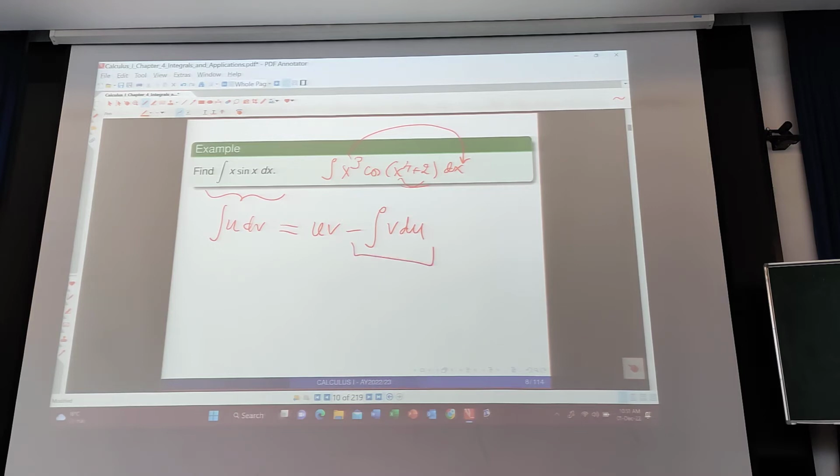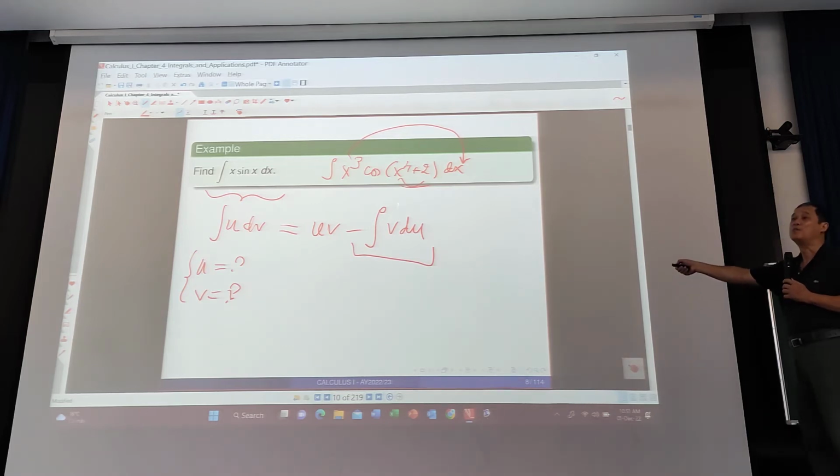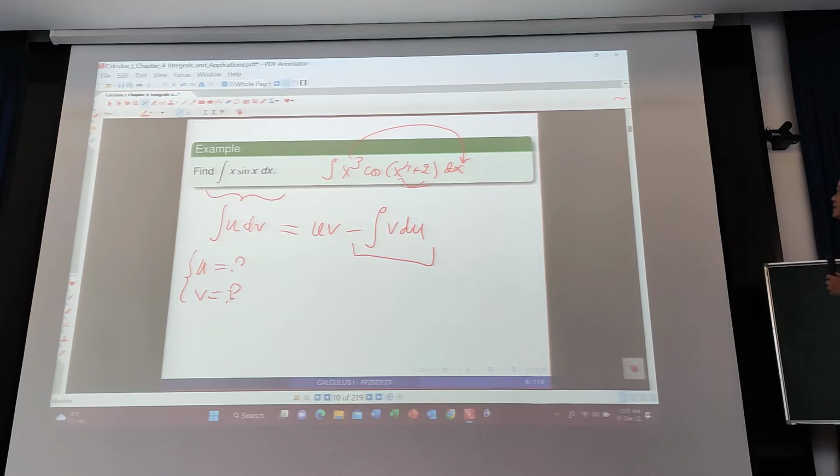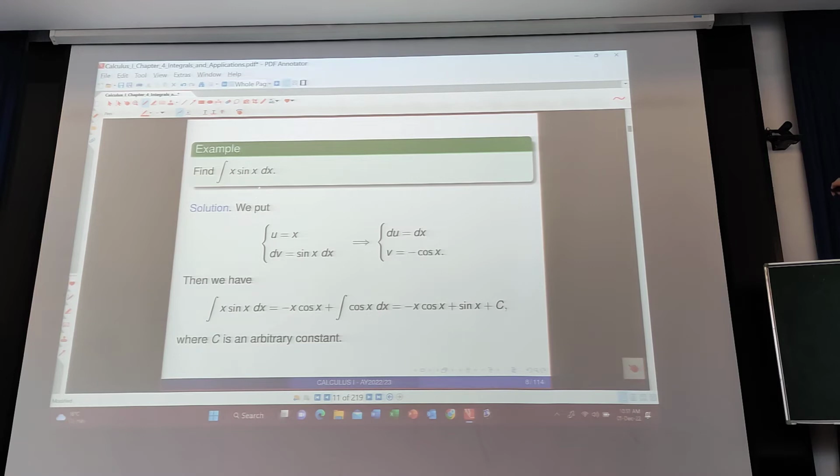And think that maybe it is easier. But the question now is, what is u and what is v? If we can do that, everything changes from the difficult integral to a possibly easier integral. Now, what is u? Look at that. You put u is x. This is u. And here, dv. So, sine x dx is dv.